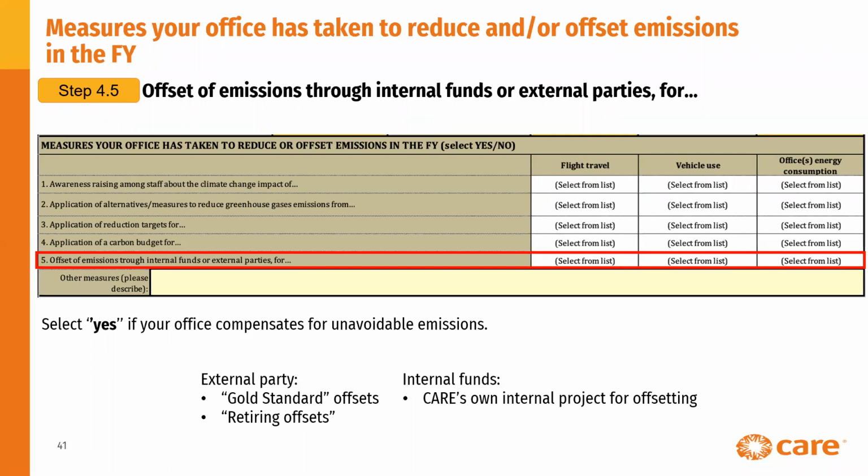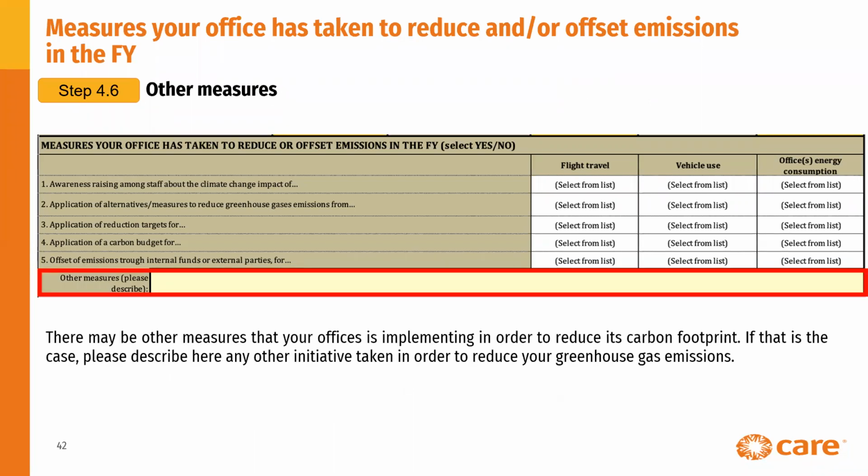That's it for offsetting. We now go to 4.6, which covers other measures. Of course, there may be other measures that your office is implementing in order to reduce its carbon footprint. If that is the case, in this entry point you may describe any other initiative taken in order to reduce your greenhouse gas emissions.